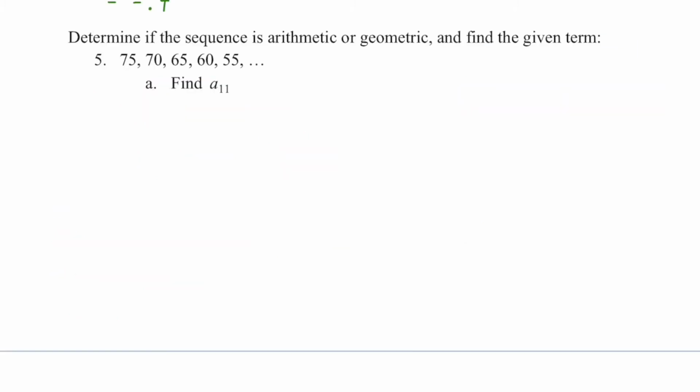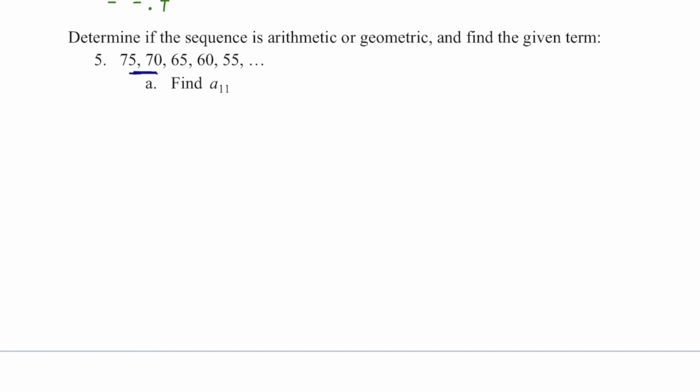So for these next questions, we are again needing to determine if it's arithmetic or geometric first, then we're finding a term. The reason we have to figure out if it's arithmetic or geometric is so we know which formula we are going to use to solve this. So I'm looking at this 75, 70, 65, 60, 55, right? That, to me, I recognize the pattern instantly. But even if I didn't recognize the pattern instantly, at the very least, I can kind of tell that it looks like a constant rate, right?